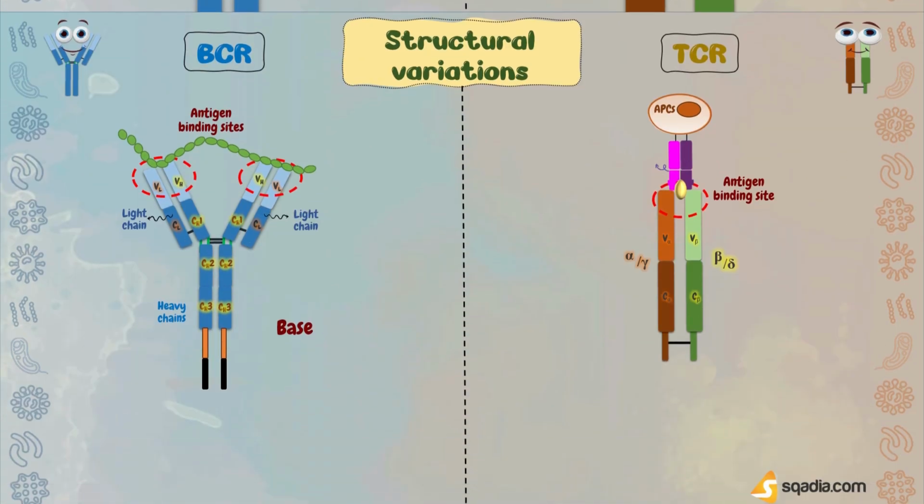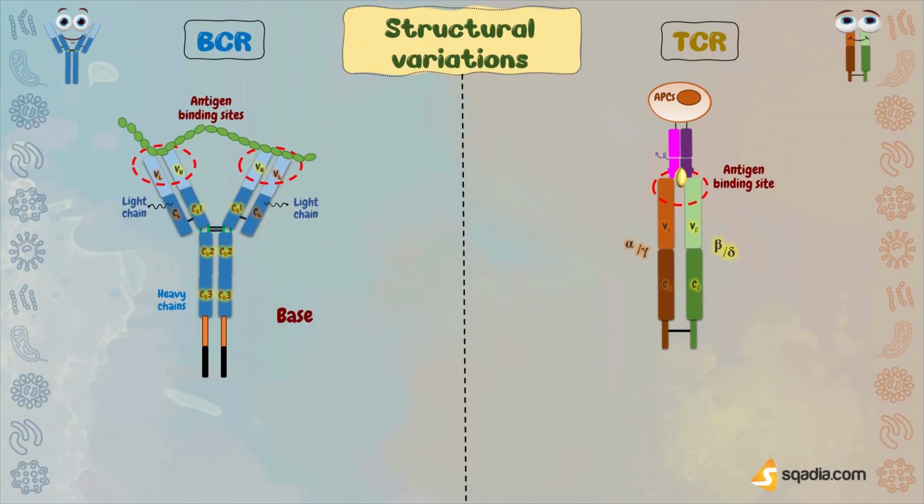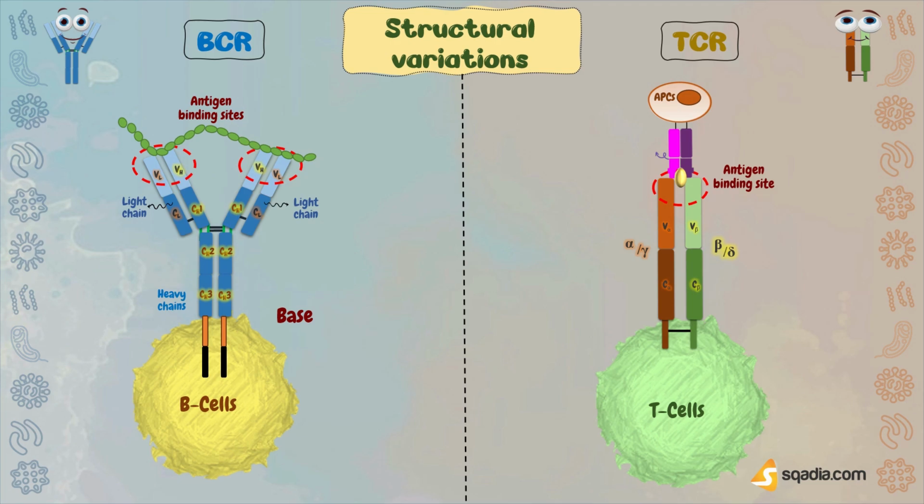Opposite to this binding site, there is the site from where these receptors anchor over the surface of their respective cells. In BCRs, this site is named base or Fc portion. That is made of the constant domains of both heavy chains. There is no involvement of light chain here. This site helps them anchor over the surface of B cells and is involved in signaling.